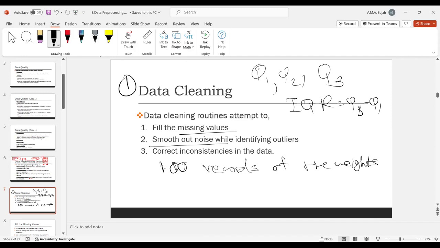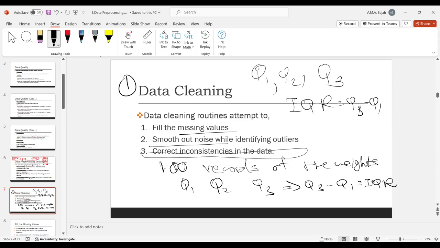To find the outlier values for these 100 records, you need to find the quartiles. First of all, write all the 100 records in ascending order. Then you can find Q1, Q2 and Q3. From these we can find Q3 minus Q1, which is your interquartile range. Then to find the outliers, there is an equation: Q1 minus 1.5 times the interquartile range, up to Q3 plus 1.5 times the interquartile range.